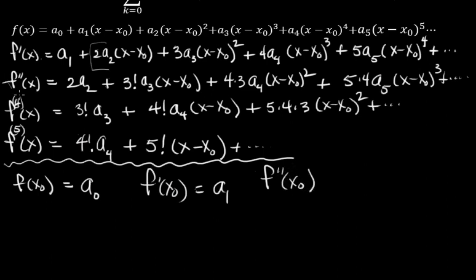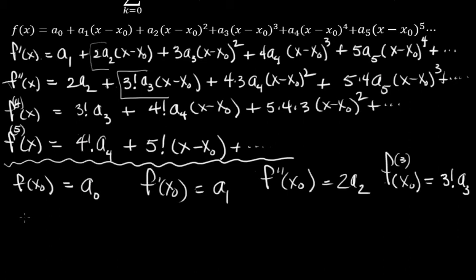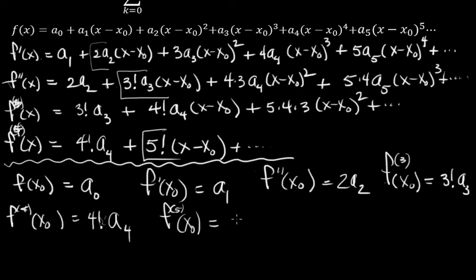How about f double prime of x naught? Looking here, all of these terms go, and we just have 2 a2. F triple prime, or f upper 3 at x naught, we see is 3 factorial times a3. And the fourth derivative at x naught is equal to, you know what, up here I think I wrote that should have been 3 and this is 4. The fourth derivative at x naught, well, everything beyond there goes, and we have 4 factorial times a4. Well, what will the fifth derivative at x naught be? You can see that it is going to be 5 factorial times a sub 5, and so on.